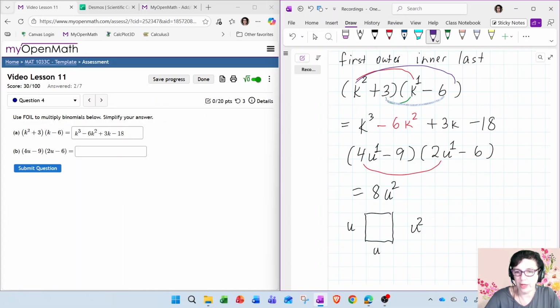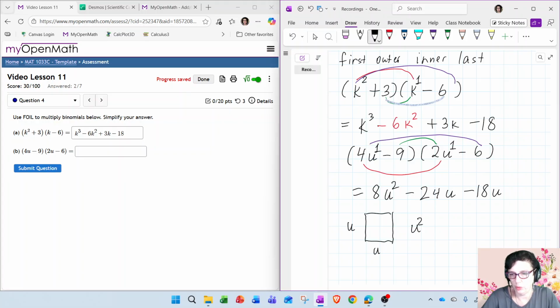Then we are going to go with outer. That would be outer terms. 4 times negative 6 is going to be negative 24u, right? Which is u to the 1, but we don't have to write u to the 1. We can just write u. Then inner terms, that would be these two. Negative 9 times 2 would be minus 18u. Finally, we've got the last. These two. 9 times 6, that would be 54, and the two minuses will cancel.